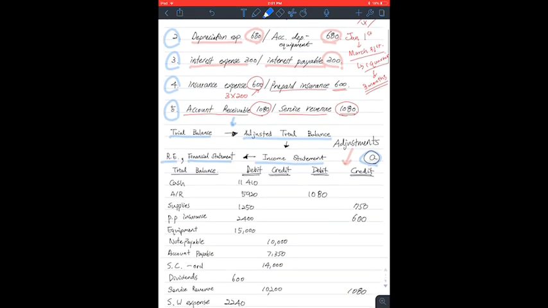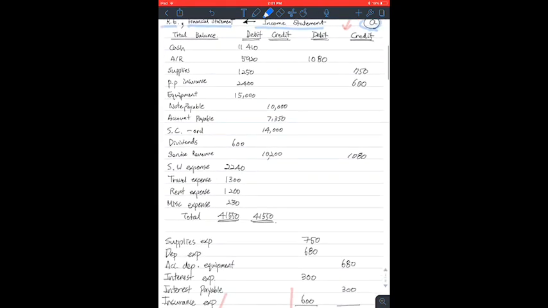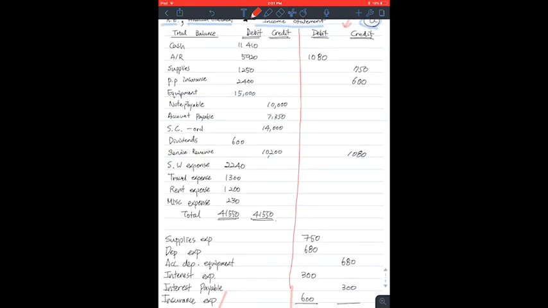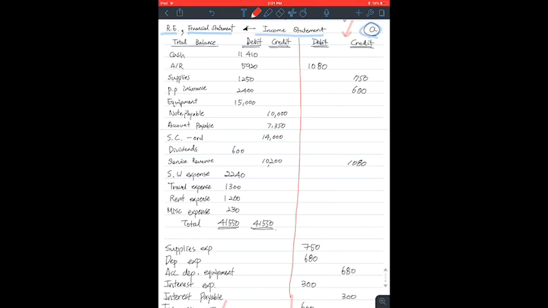Okay, so I have written down the trial balance exactly the same as in your book. On the left side, this is the trial balance. So we have cash, AR, supplies. It's not adjusted, right? We calculated the supplies on hand was 500, and we had to expense 750. So this is before adjustment.